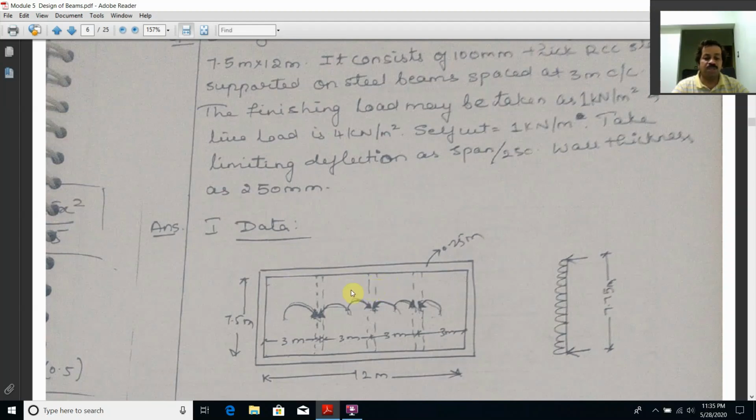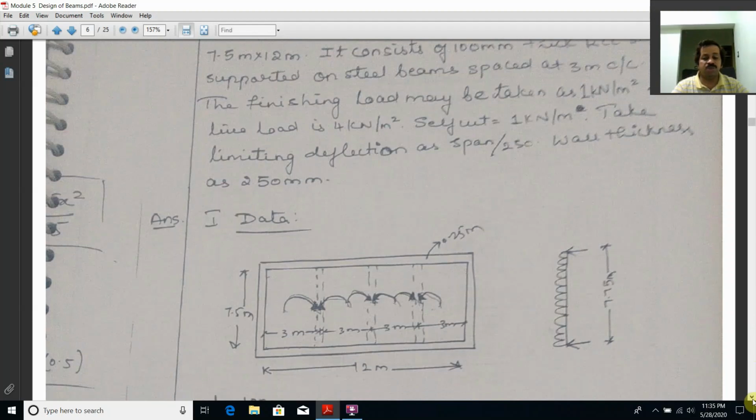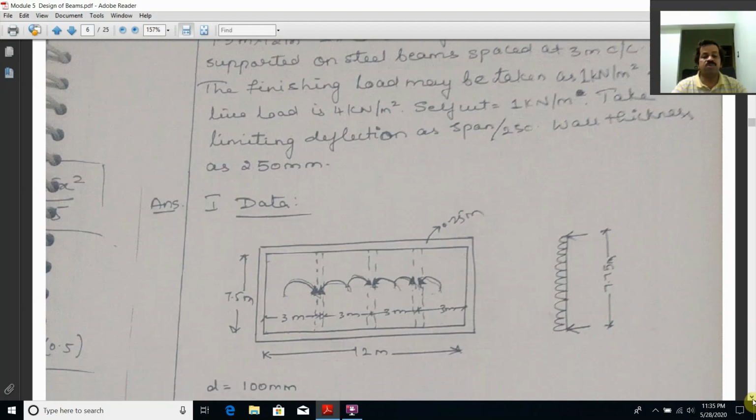In a similar way, the imposed load acting here also, 50% comes on this beam and 50% on the other. Later, you have the floor finish load to be taken here, 50%, 50%. Plus, you have the self weight of the beam to be taken as 1 kilonewton per meter. So this is the same as what we learned in the 5th semester design of a T-beam.